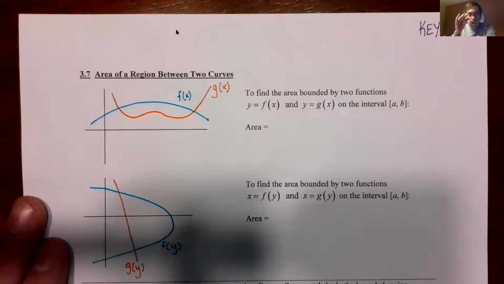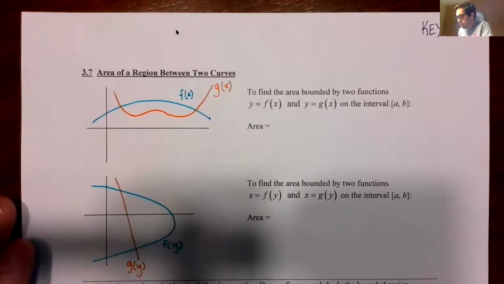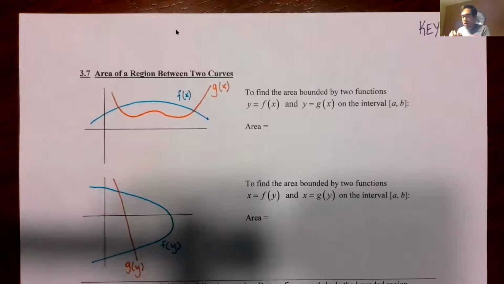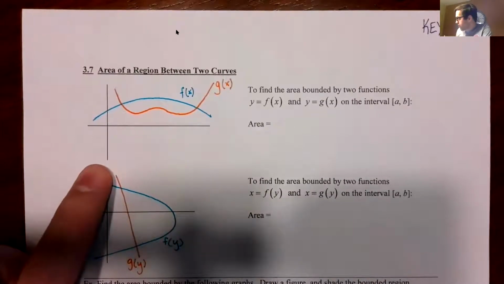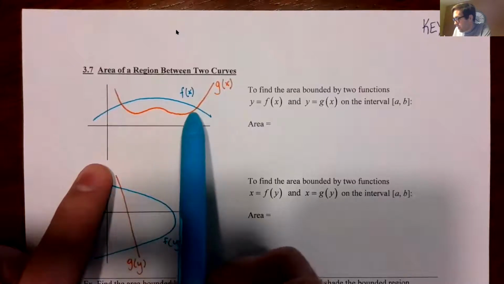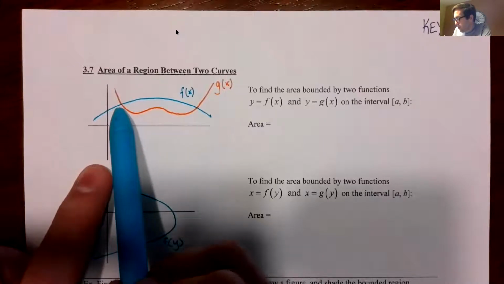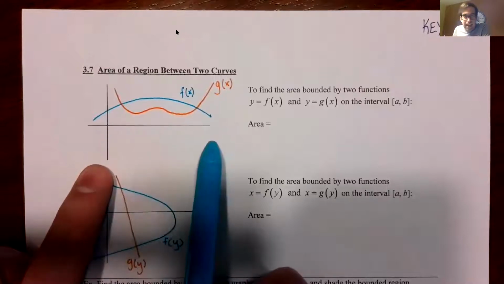All right, so here are our notes for 3.7, the area of a region between two curves. Let's take a look right at the top. I already drew two curves on here, and what we're going to be trying to figure out in this lesson is how do we calculate the area between these two curves. Right now, all we really know is how to find the area between a curve and the x-axis.